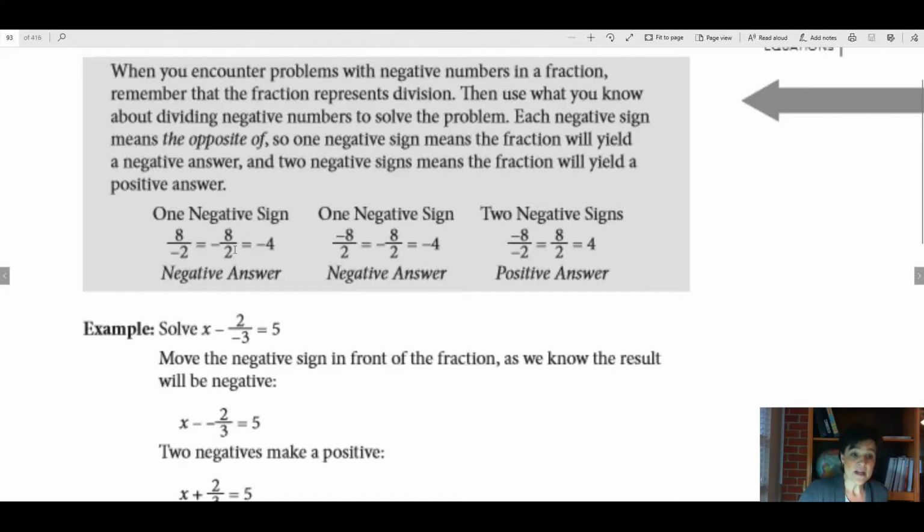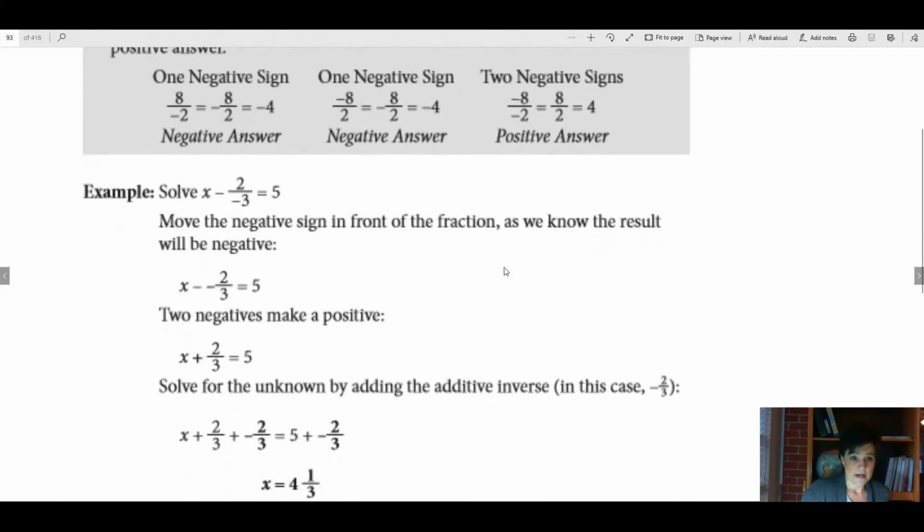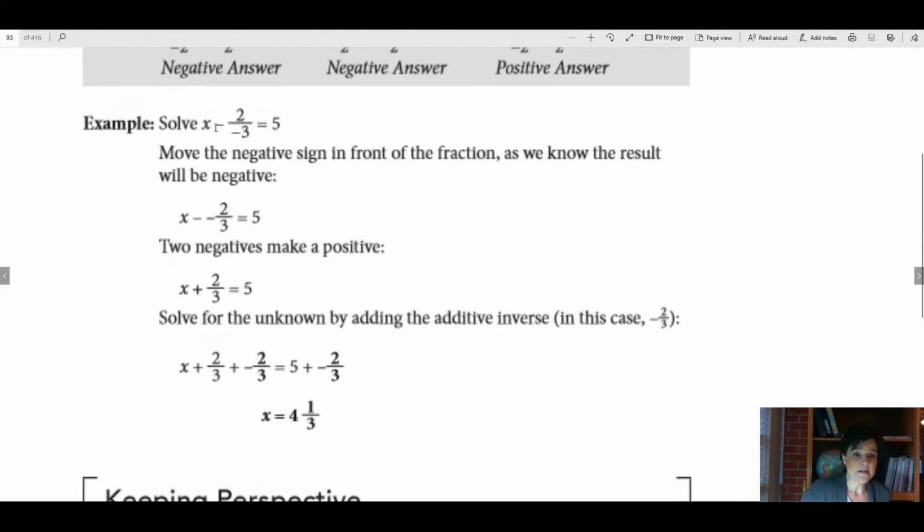So one negative sign up here, this one, so you're going to get a negative answer. Here's 1, you're going to get a negative answer, but here's 2, so you're going to get a positive answer. Okay? All right, here's 1. X minus 2 over negative 3 equals 5.